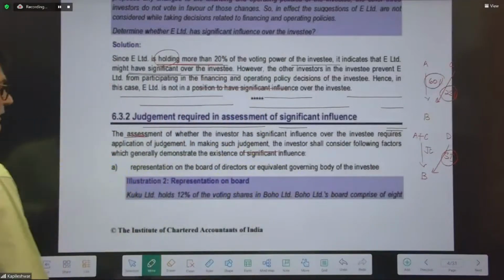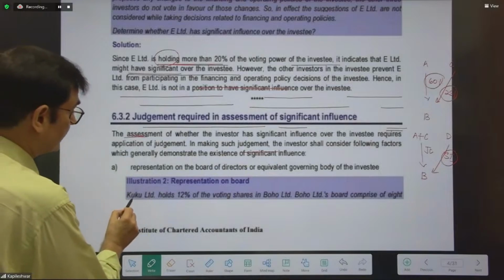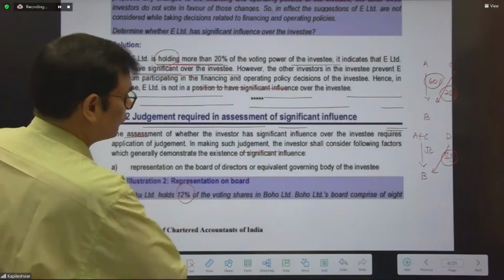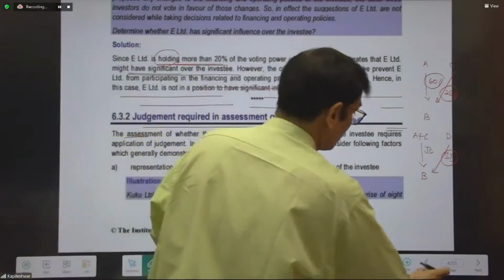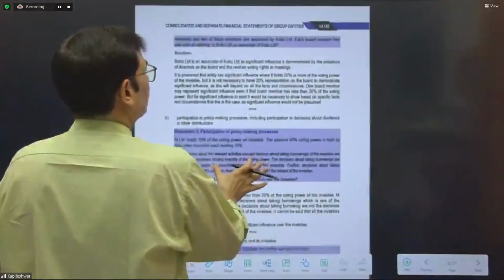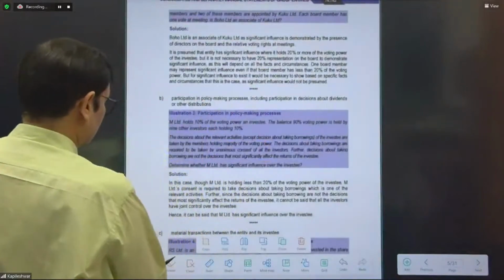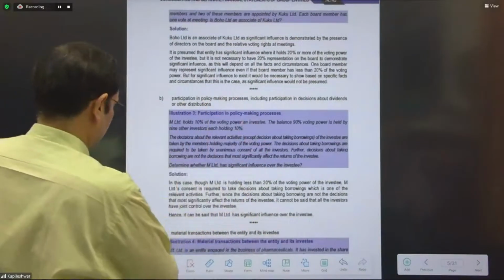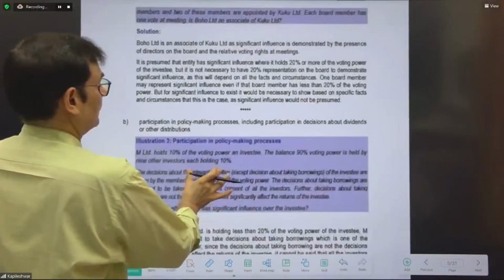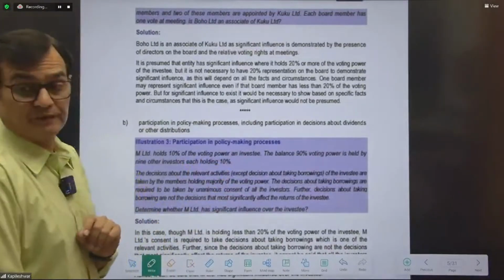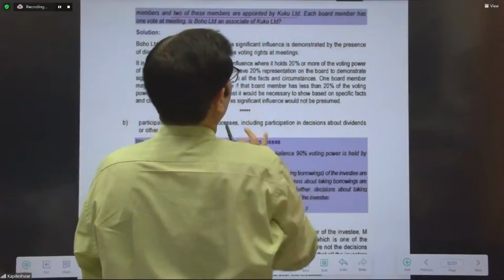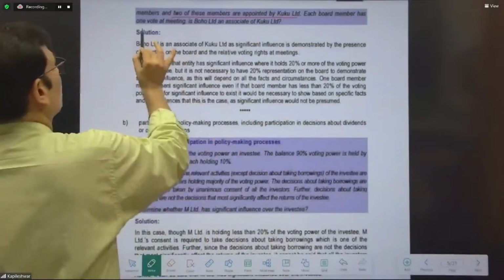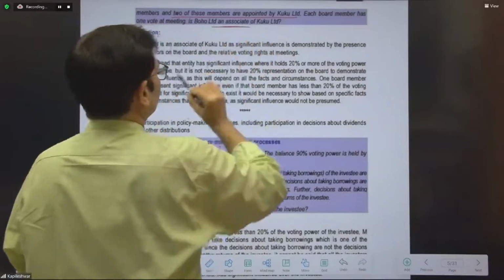Okay, let's have a look at illustration number 2. It says Cuckoo has got 12% voting shares in Boho, which means less than 20%, and Boho's board of directors comprises a total of 8 members. Let me zoom it further. So it says the company's board of directors is comprising 8 members, and 2 of these are appointed by Cuckoo. Each board member has got 1 vote in the meeting. Is Boho an associate of Cuckoo?